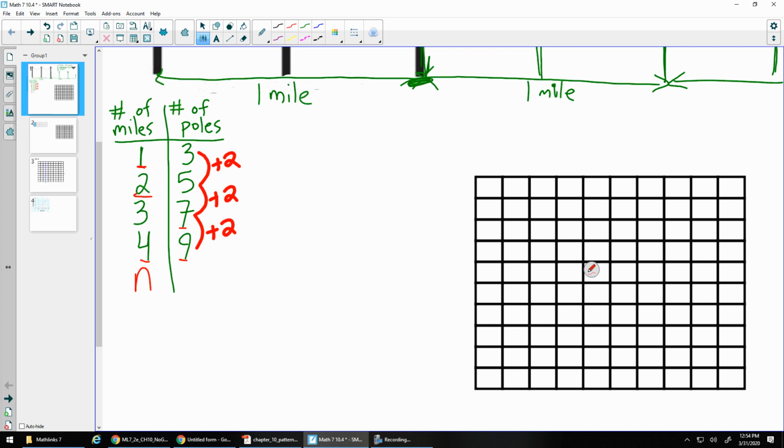So I can see that the number of poles I need is 2 times the number of miles, and maybe actually we'll make this variable m. So 2 times m, the number of miles, plus 1. And this makes sense when we look at our pattern.